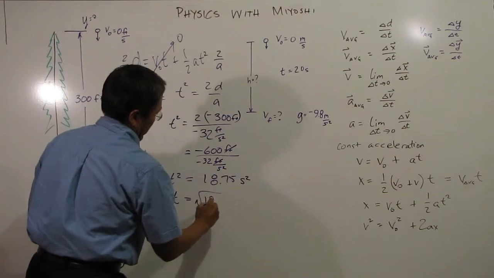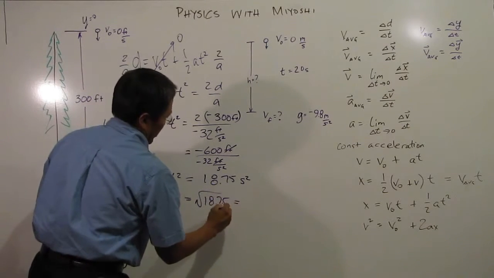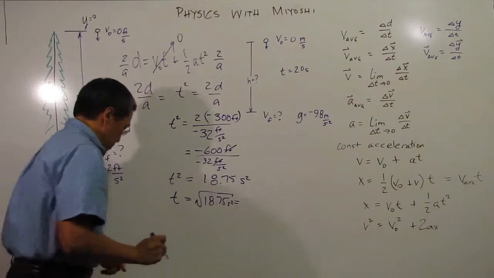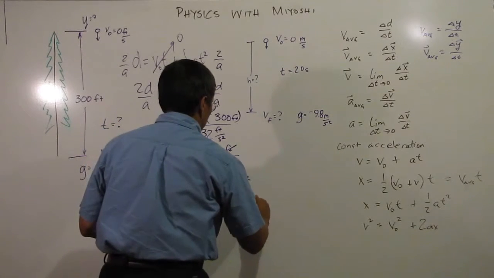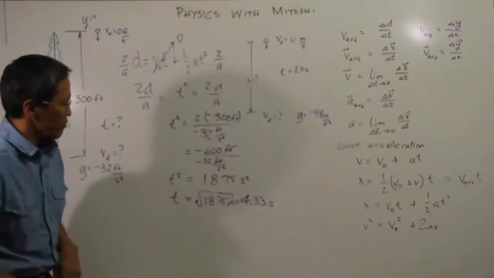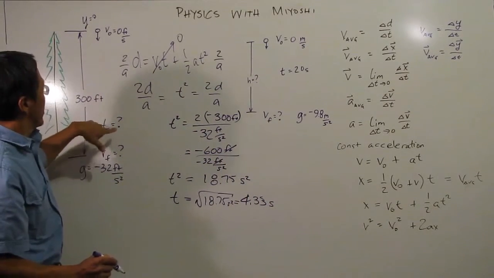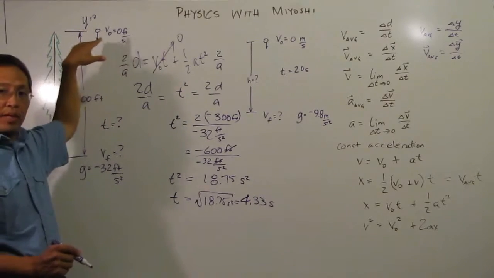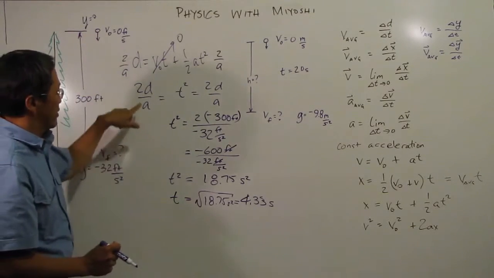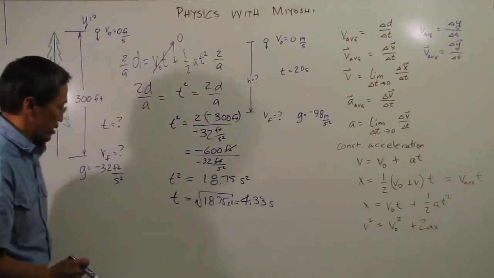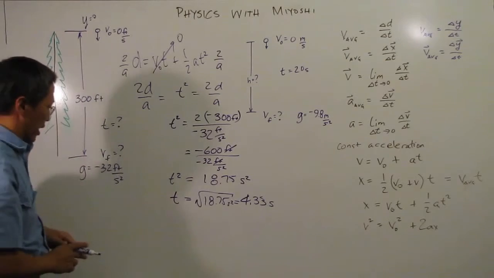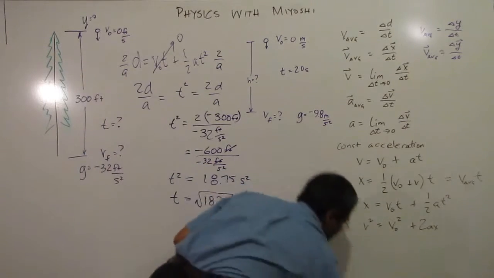Square root of 18.75 seconds squared, which is going to give us 4.33 seconds. And so we know now that if we had a tree or something, we dropped something, neglecting air resistance, it would take 4.33 seconds to get down there. Now, to find the final velocity, that's a very simple problem.